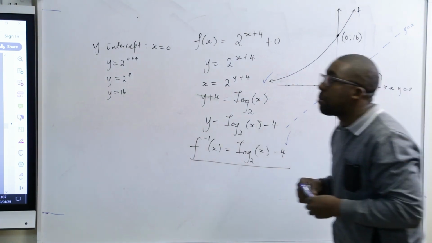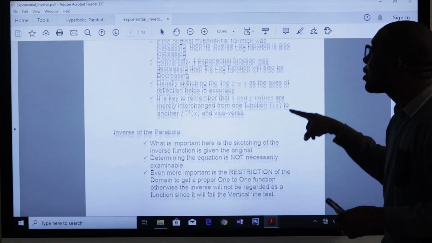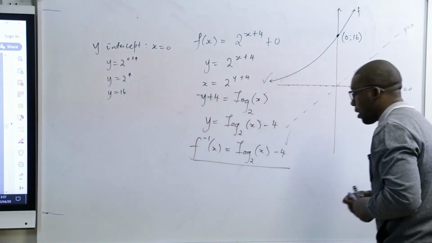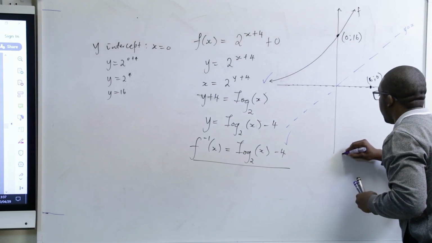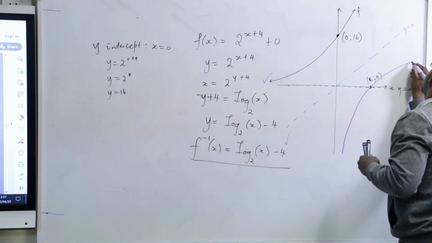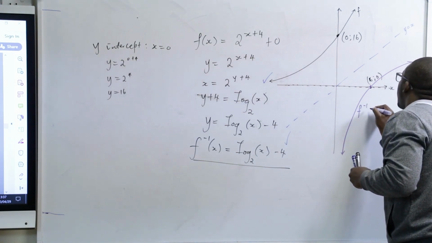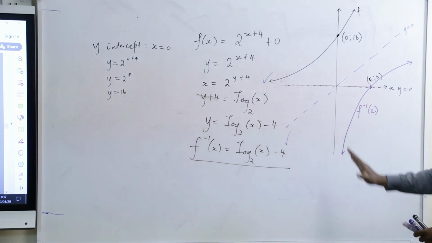And we mentioned to say if one function was increasing, the other function will also increase. So the corresponding inverse function is going to increase like that. And this is f to the minus 1 of x. F to the minus 1 of x increasing.